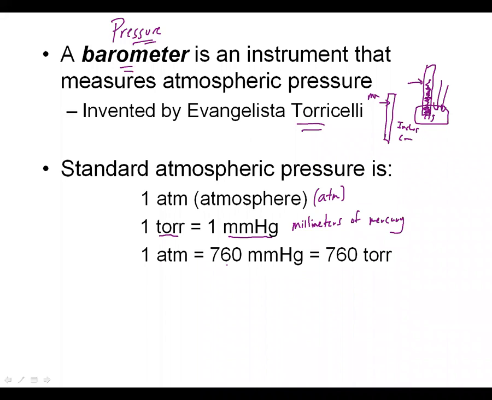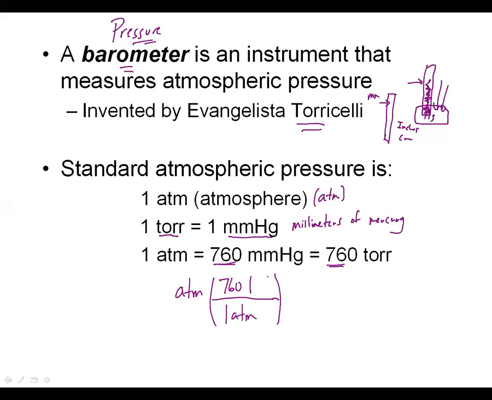Now, the relationship between atmospheres and millimeters of mercury is shown there. 1 atmosphere is equal to 760 millimeters of mercury, and that also equals 760 torr. That means that 760 is an important number. It allows you to do some conversions. So if you have atmospheres and you want either millimeters of mercury or torr, you're going to use the conversion like so, 760 on top.